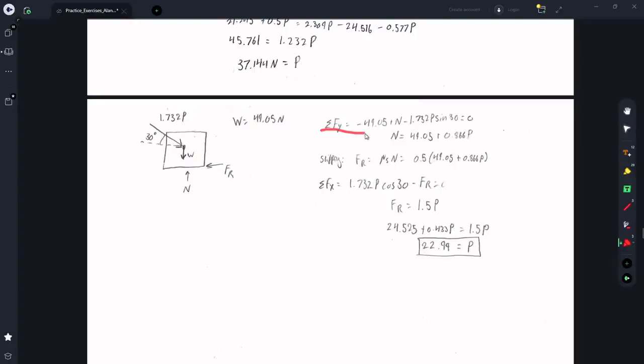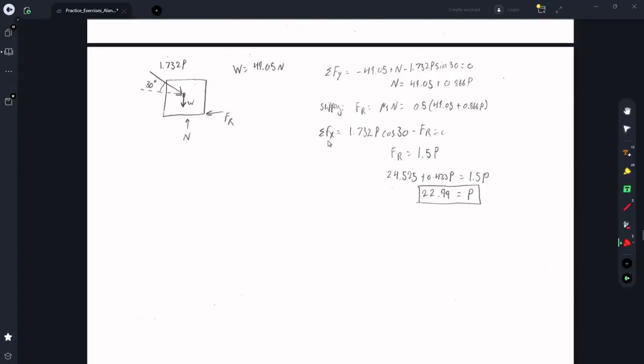Setting up my equations of equilibrium, the sum of the forces in the y direction is equal to the weight, negative 49.05, plus the normal, which is only in the y direction this time, and then this y component of the compressive force, 1.73 P. Summing all of those, I got the normal is equal to 49.05 plus 0.866 P. We can go straight to slipping now, set that equal to the coefficient of static friction times the normal force, which in this case is going to be 0.5 times N.